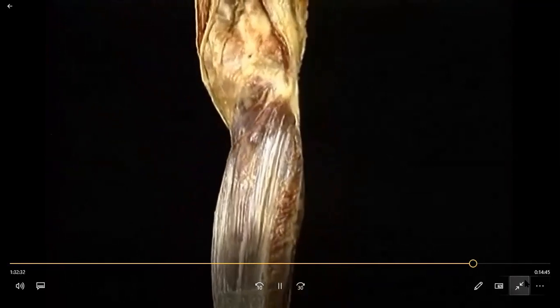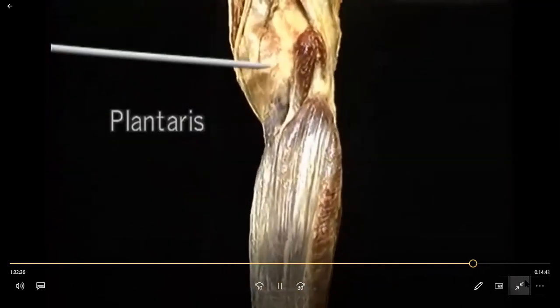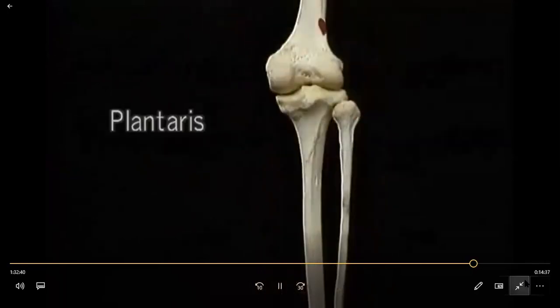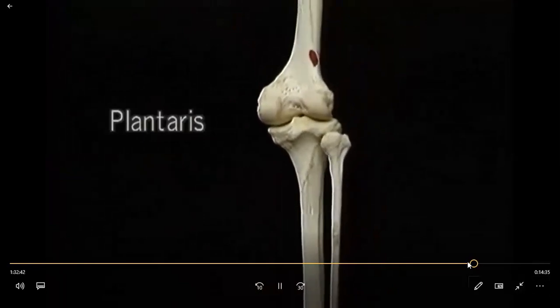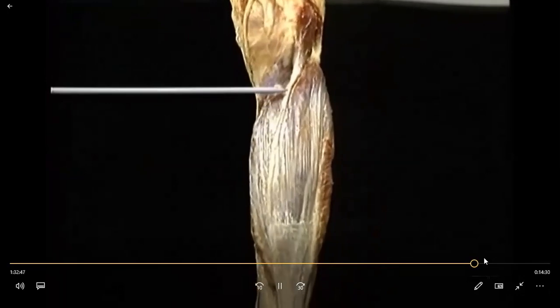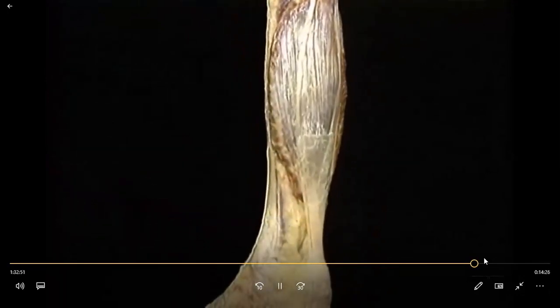For completeness, we'll add plantaris to the picture. Here it is. Plantaris arises here, on the lateral epicondyle of the femur. The long tendon of plantaris runs almost to the ankle before uniting with the calcaneal tendon.